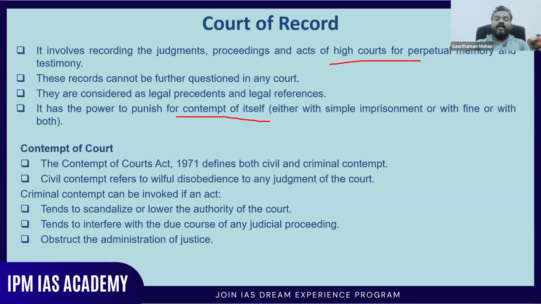Regarding contempt of court, the Contempt of Courts Act 1971 defines both civil and criminal contempt. Civil contempt refers to willful disobedience of any judgment of the court. Criminal contempt can be invoked if an act tends to scandalize or lower the authority of the court, tends to interfere with the due course of any judicial proceeding, and obstructs the administration of justice. So, if these three characters are there, then it can be considered as a criminal contempt. But if they are willfully disobeying the judgment of the court, then it is considered as a civil contempt. Okay.